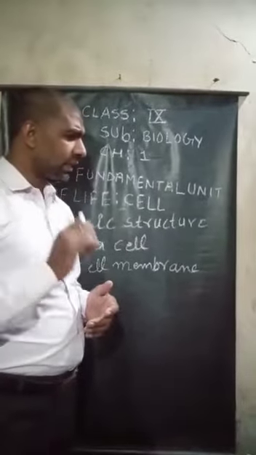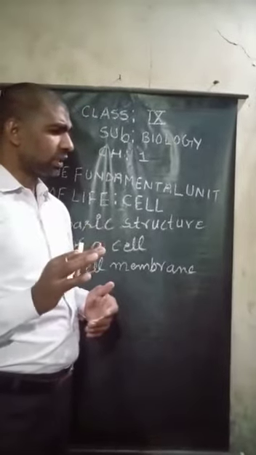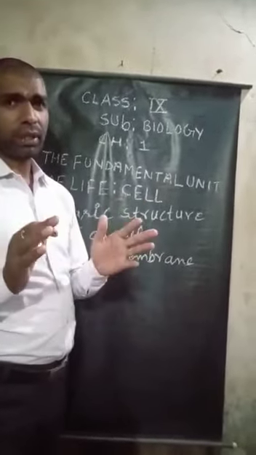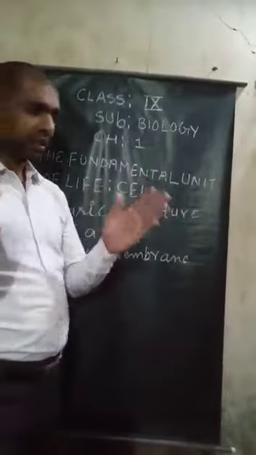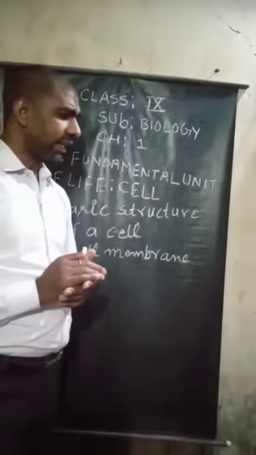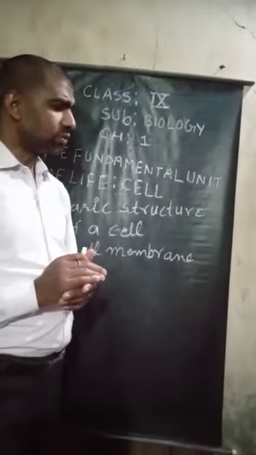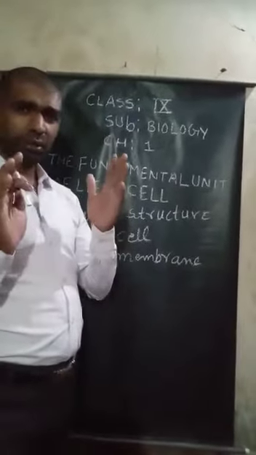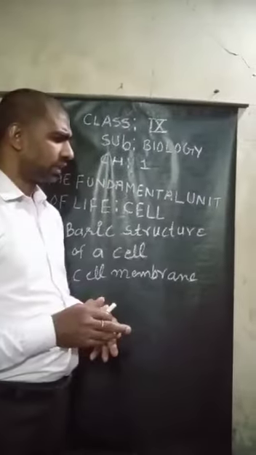In a plant cell, the cell membrane is surrounded by a rigid and tough cell wall. Whereas in an animal cell, it is only the outermost covering of the cell.